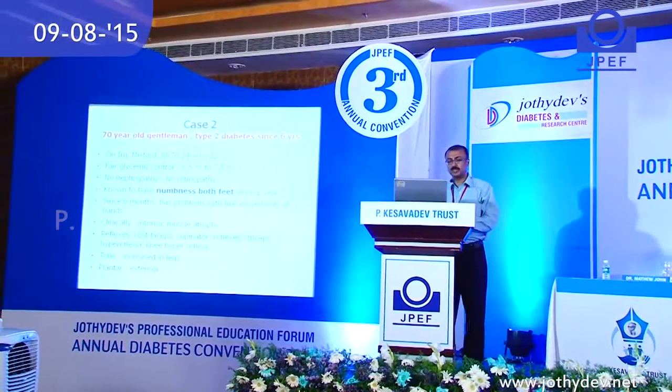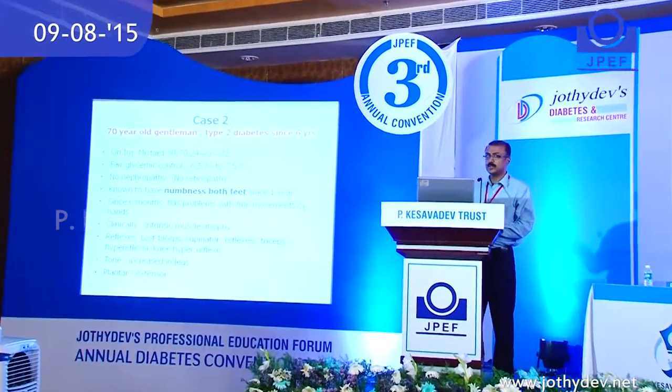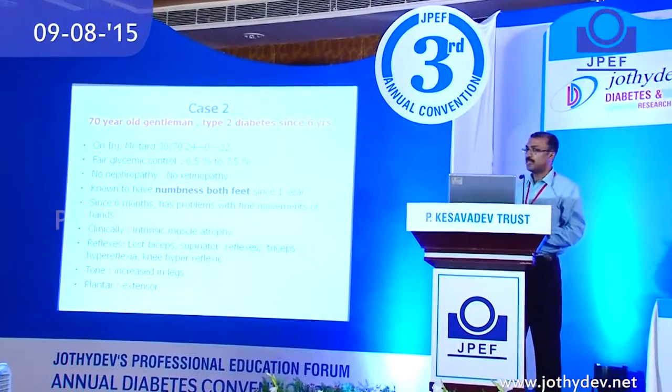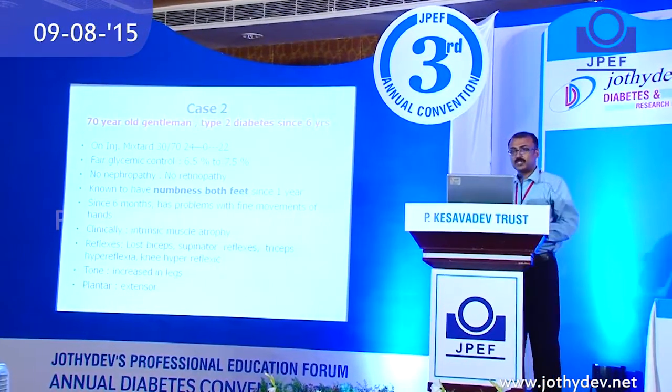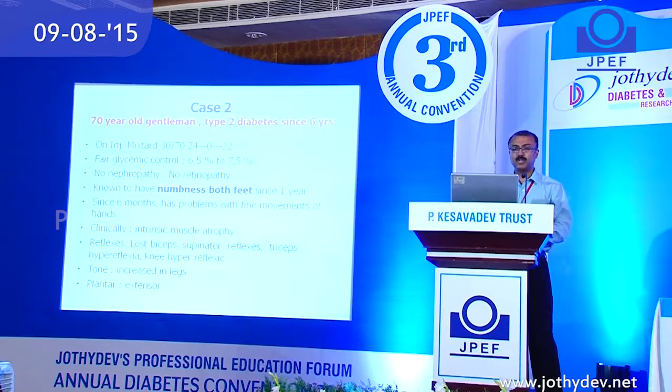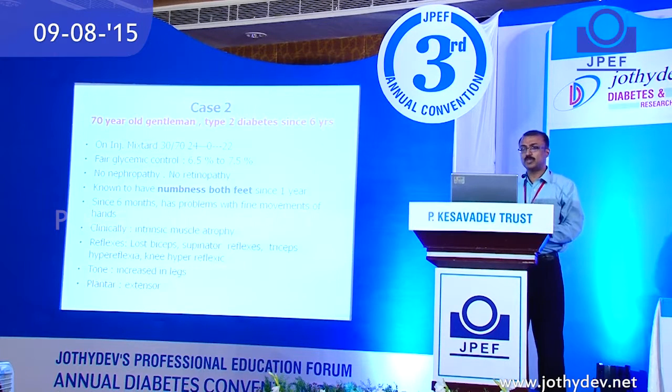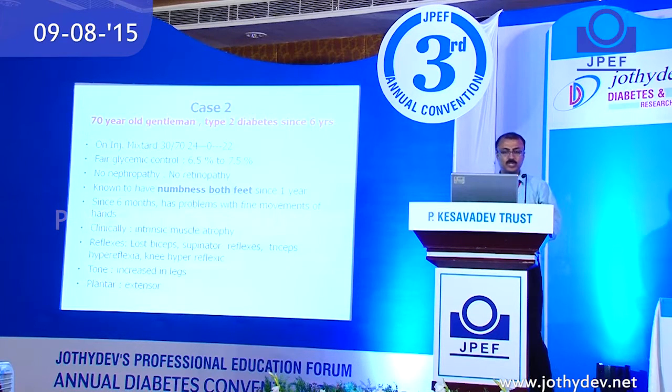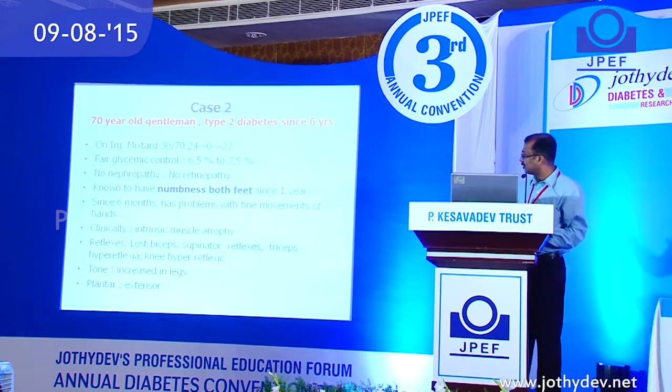Now coming to the second case. This is an elderly gentleman, exactly the opposite. You have type 2 diabetes for 6 years. The patient is on twice daily premixed insulin, fairly well controlled, HbA1c 6.5 to 7.5. Again, no nephropathy, no retinopathy. He is known to have some numbness of the foot since 1 year. But since 6 months, he is having problems with fine movements of the hands. He has some small muscle atrophy.